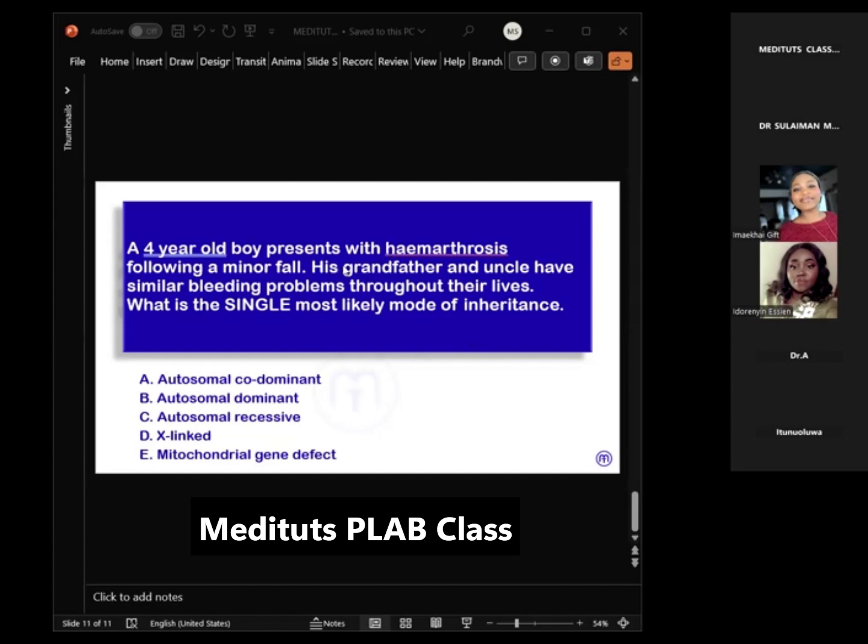Now, the second piece of information is that this disorder was present in his grandfather and his uncle. So what does this also most likely tell us? That it is hereditary. Excellent. Now, when we put all these pieces of information together, the single most likely mode of inheritance, if the grandfather and the uncle have it, is going to be X-linked.